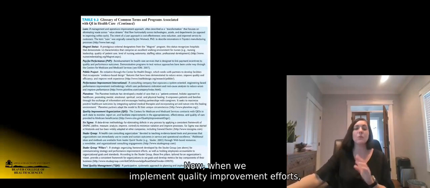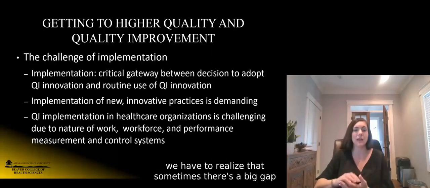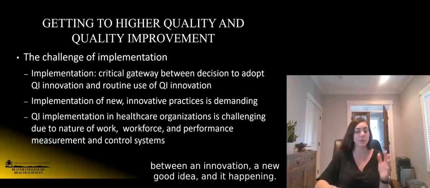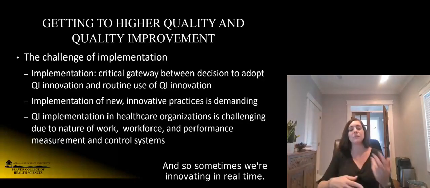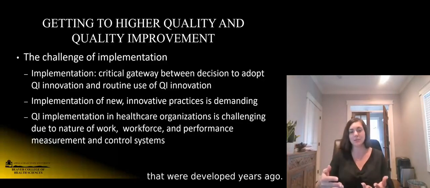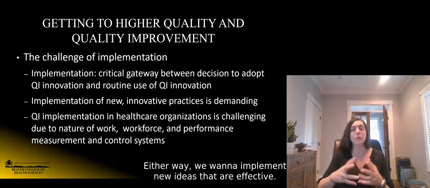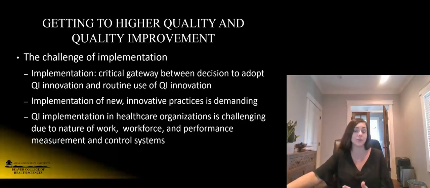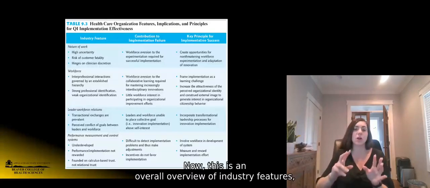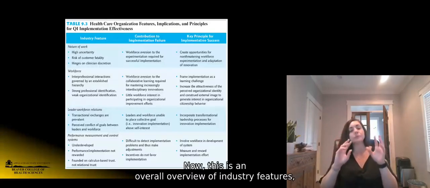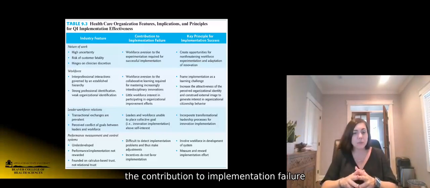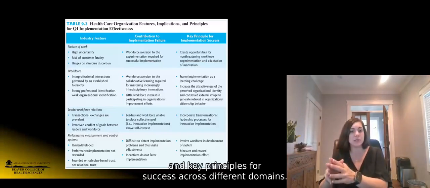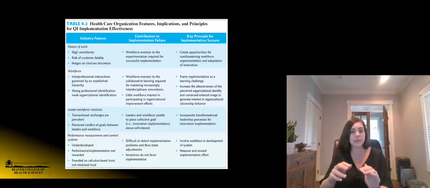Now, when we implement quality improvement efforts, we have to realize that sometimes there's a big gap between an innovation, a new good idea, and it happening. And so sometimes we're innovating in real time, sometimes we're adopting things that were developed years ago. Either way, we want to implement new ideas that are effective, we want to track data, and we want to make them better. Now, this is an overview of industry features, the contribution to implementation failure, and key principles for success across different domains.